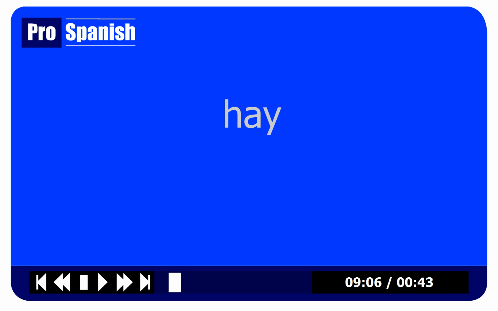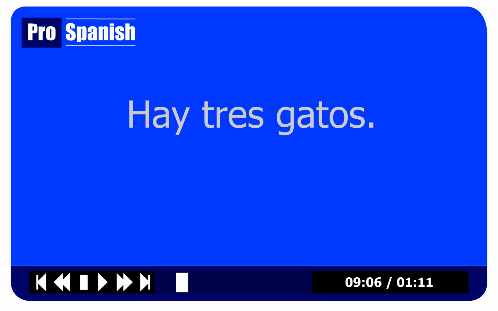Or for there are, hay 3 personas en la clase. There are 3 people in the class. How would you say there is a cat? Hay un gato. How would you say there are 3 cats? Hay 3 gatos. So, hay.